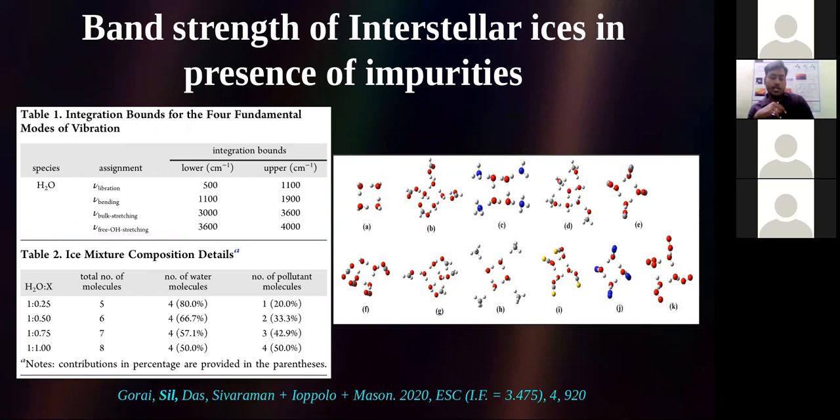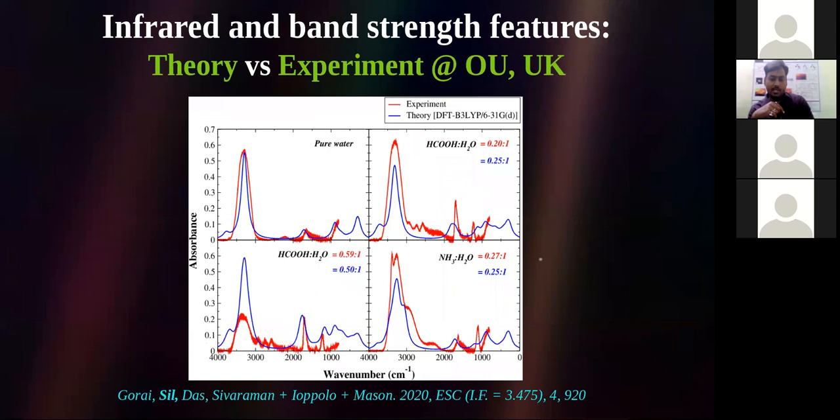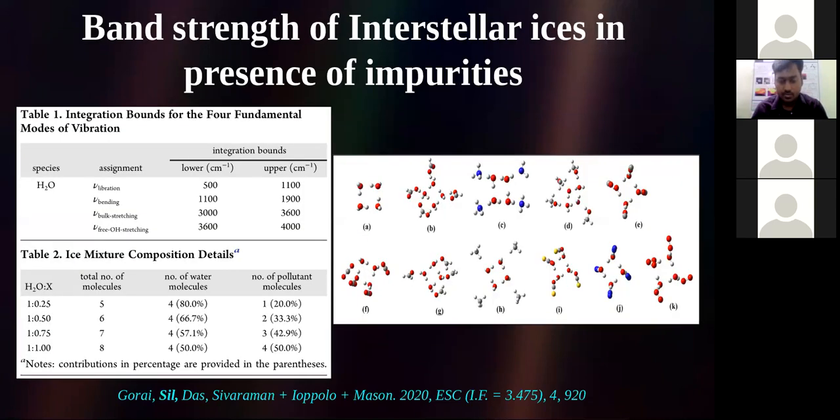Actually, we want to check the band strength of this pollutant. To calculate the band strength, we use this structure, and we check the trend of band strength, how it comes from our calculation. So we do not investigate in depth using the huge system, because I think the trend of band strength will be the same.